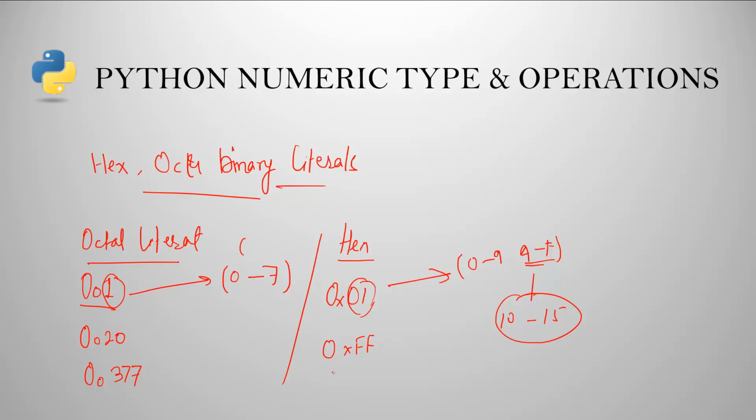Binary literals. In binary we can give 0 and b and then 0 or 1. So this is called 0b.